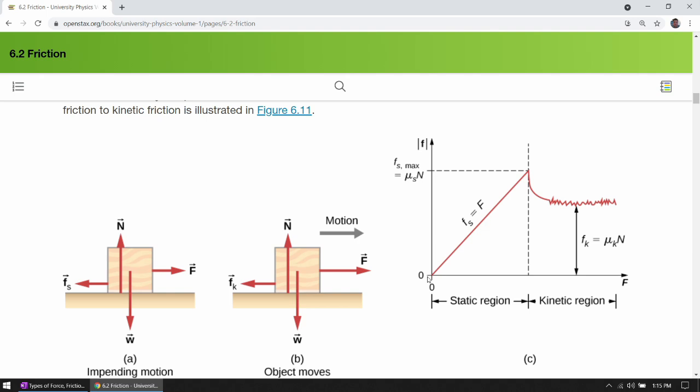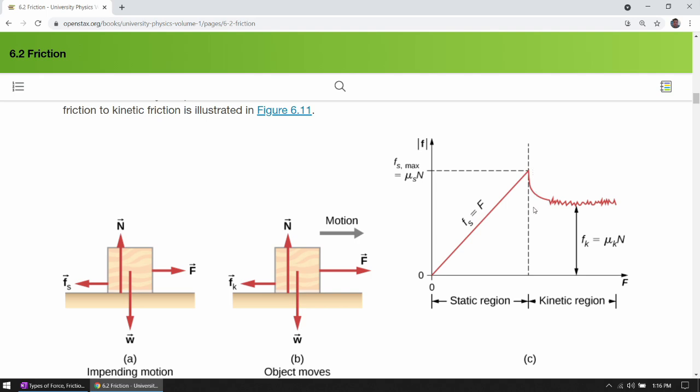It's only as you start to apply a force that static friction force increases along with the applied force, so that it's equal to the applied force, and the net force on the object will be zero. This happens up to a maximum value given by the coefficient of friction times the normal force. Beyond the maximum value is where the block will start to move.